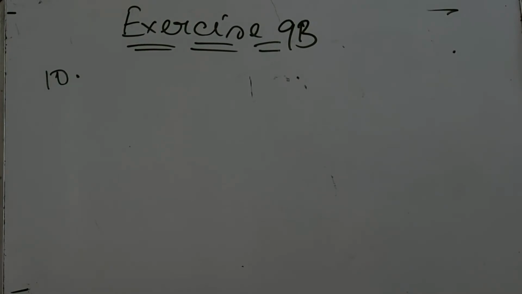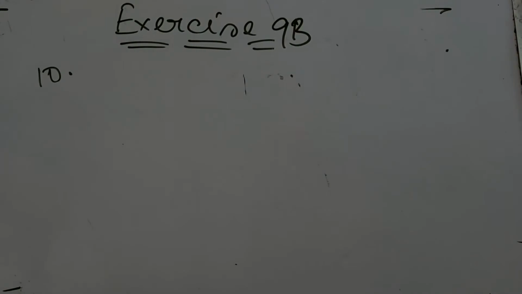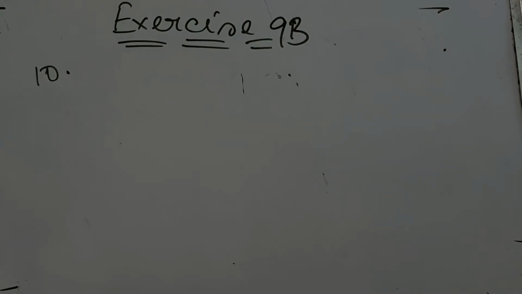Now number 10. Number 10 says find the number of hectares in a rectangular field 1300 meter long and 900 meter wide. So here we have to find out the area of a rectangular field. After finding the rectangular field area, then we have to convert this area into hectares. So here I will get meter square, then we have to convert this square meter into hectares.